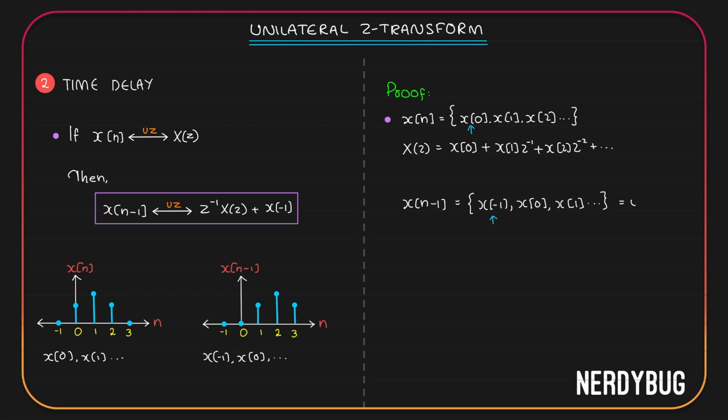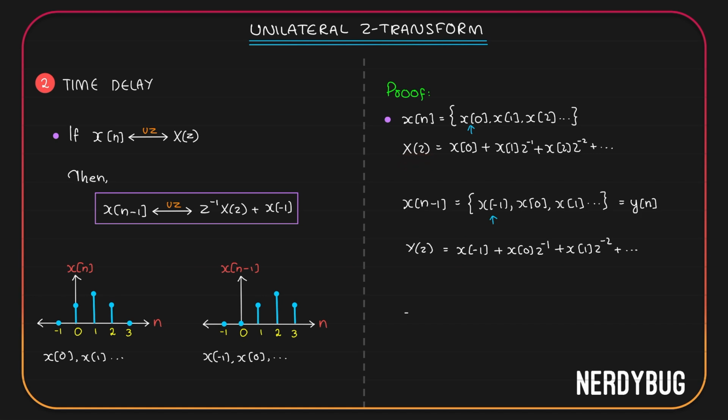Let's call this y of n so that we can call its Z transform y of z. Mathematically, we can write y of z is summation from n equals 0 to infinity x of n minus 1 z raised to minus n. If you give n equal to 0, you get x of minus 1 z raised to 0, plus you get x of 0 z raised to minus 1, plus x of 1 z raised to minus 2, plus it goes on like that. We have x of z over here.